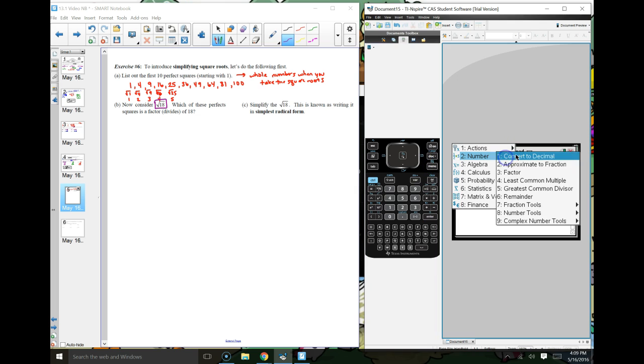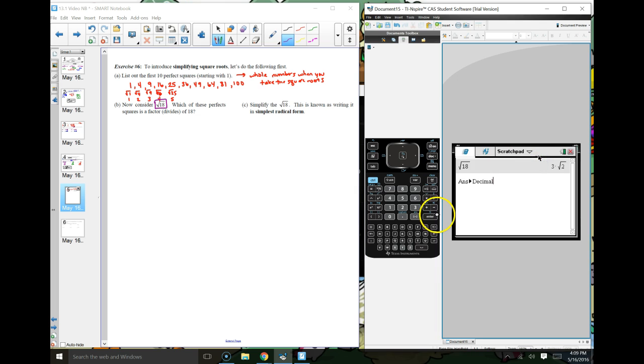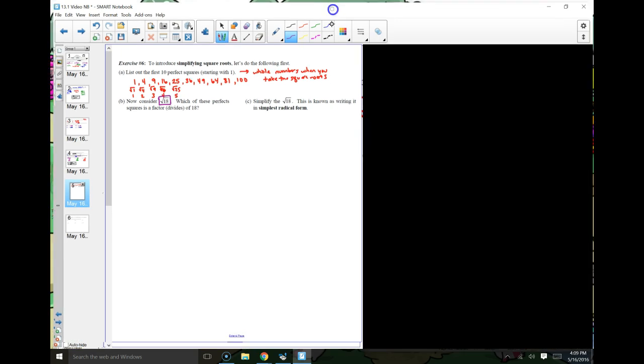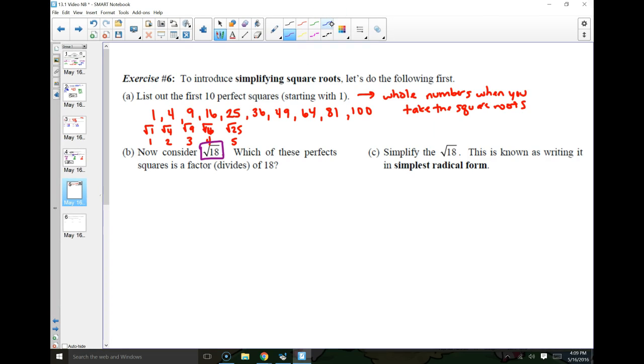So convert to a decimal, hit enter. The calculator will show this right here, 4.24264. The Regents will not want the decimal of the square root of 18. They want it in radical form. So that's what we're going to teach you how to do, how to get it into simplest radical form.